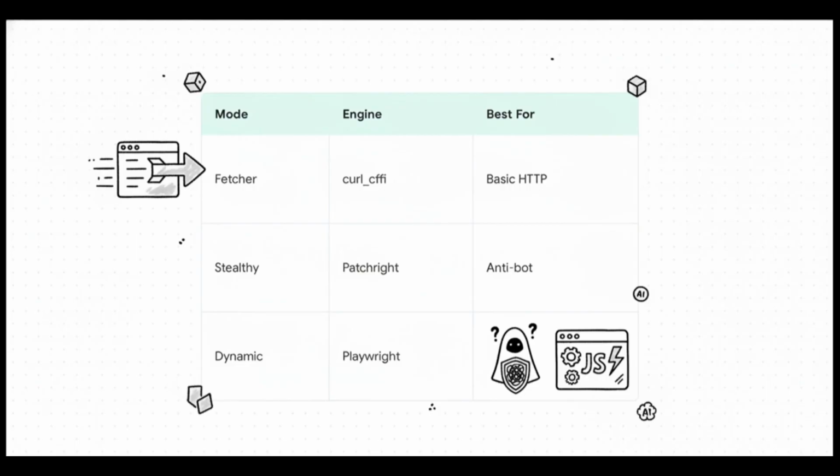This uses curl_cffi under the hood for blazing fast, low-memory HTTP requests on static pages. Then you've got the DynamicFetcher, which is a Playwright-powered browser for when you absolutely have to execute client-side JavaScript. And finally, the StealthyFetcher, a hardened browser session utilizing Patchright to spoof fingerprints and bypass complex bot protection.